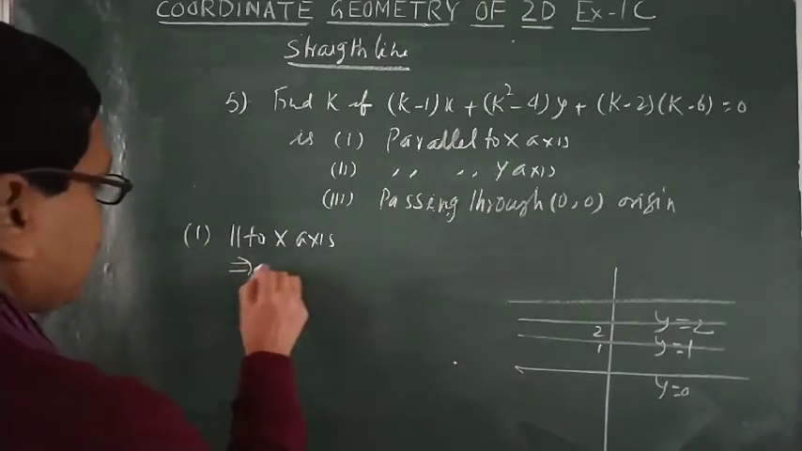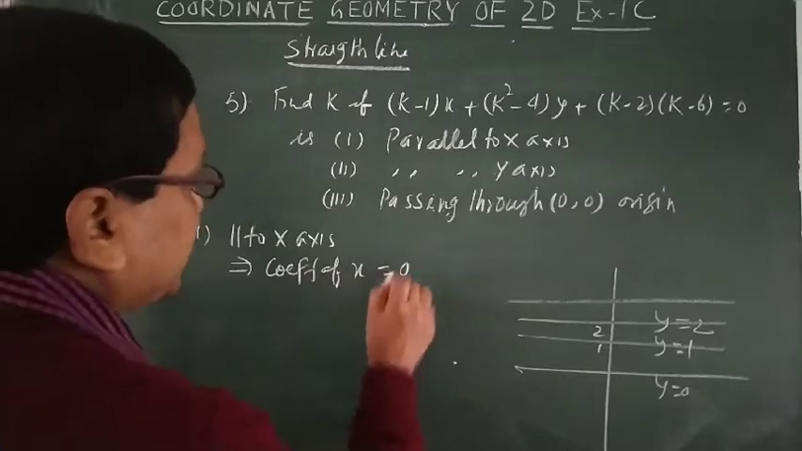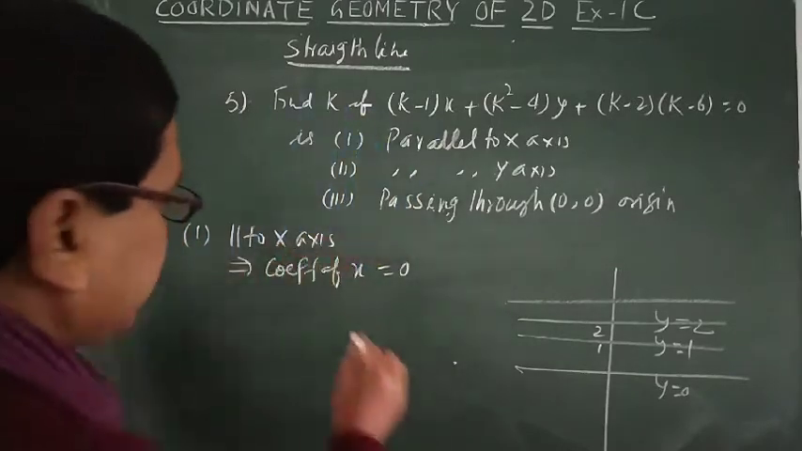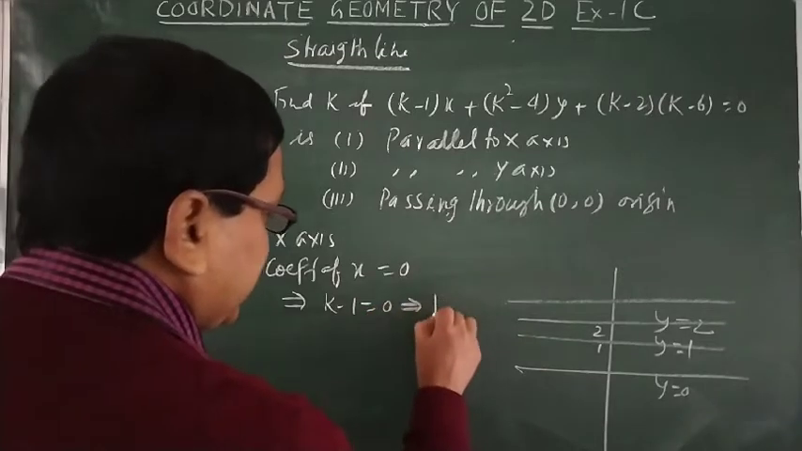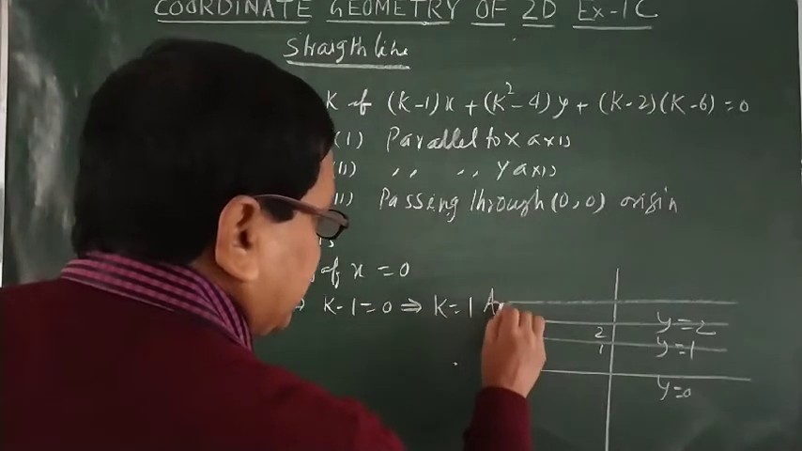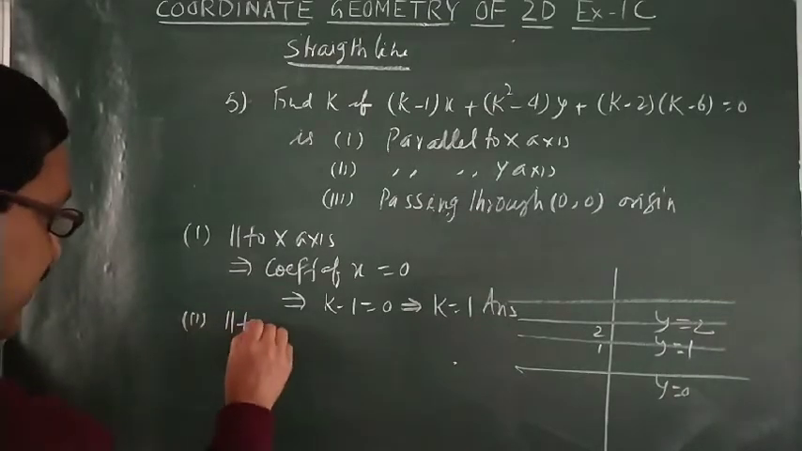So this implies the coefficient of x is equal to 0. The coefficient of x is k minus 1. So k minus 1 is equal to 0. This gives k is equal to 1. Answer.